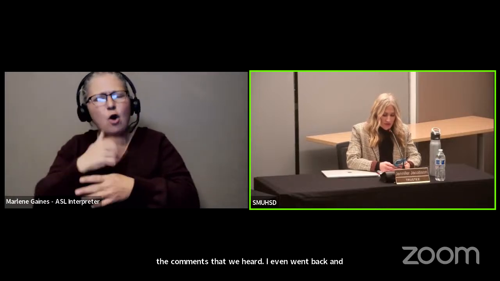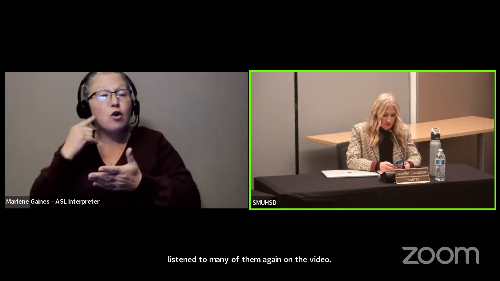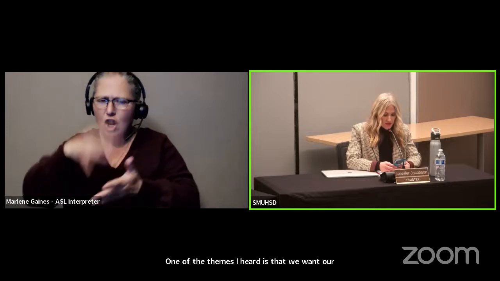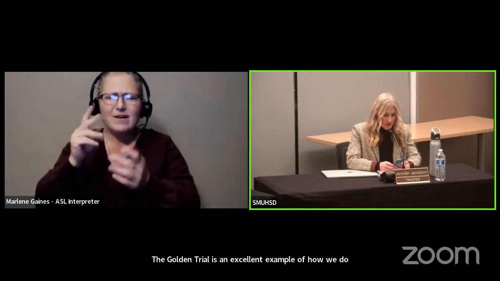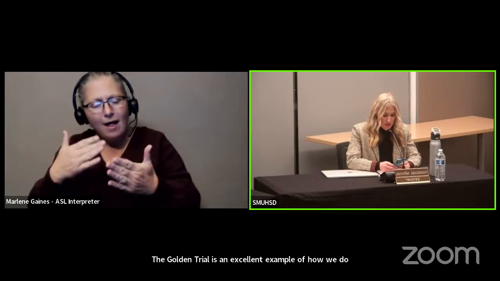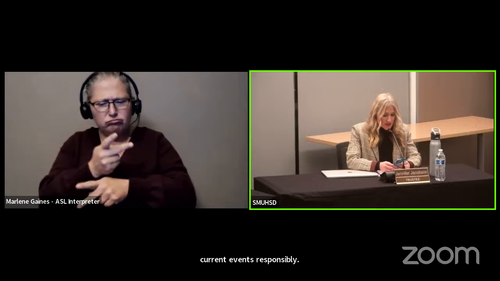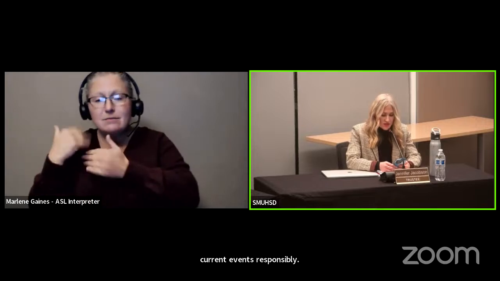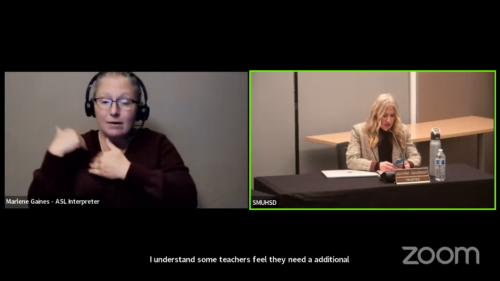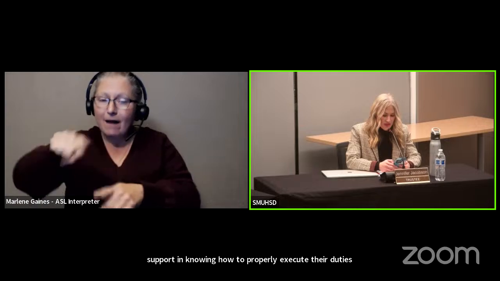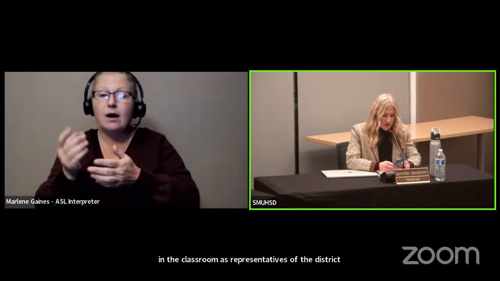One of the themes I heard is that we want our students to learn facts and to think critically about those facts. The Golding trial is an excellent example of how we do that, and we do it well. We want them to have a robust historical knowledge base to be able to interpret current events responsibly. I understand some teachers feel they need additional support in knowing how to properly execute their duties in the classroom as representatives of the district carrying out the board-approved curriculum.